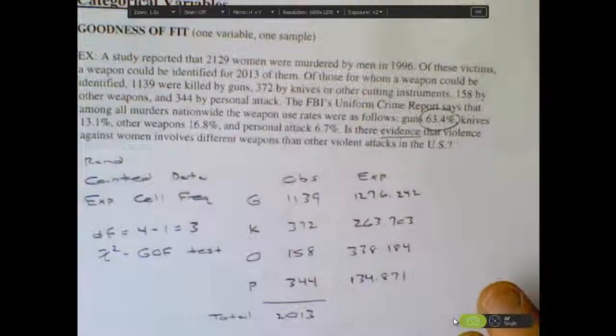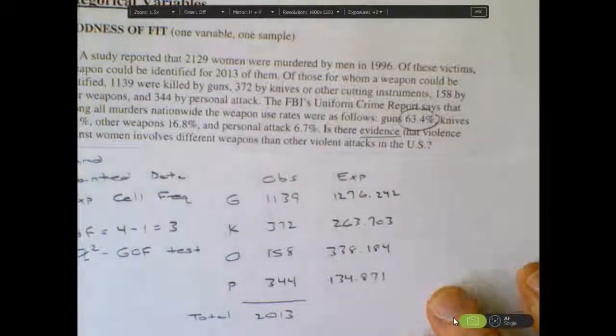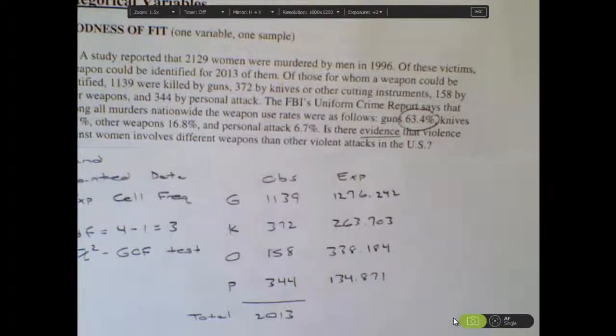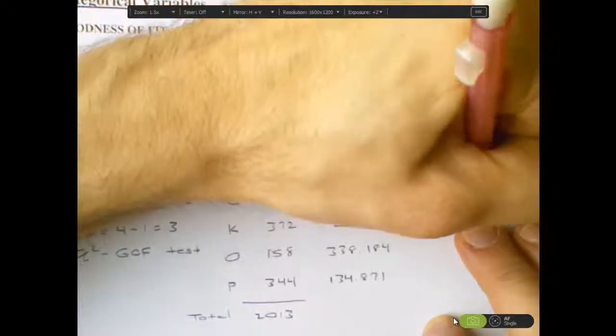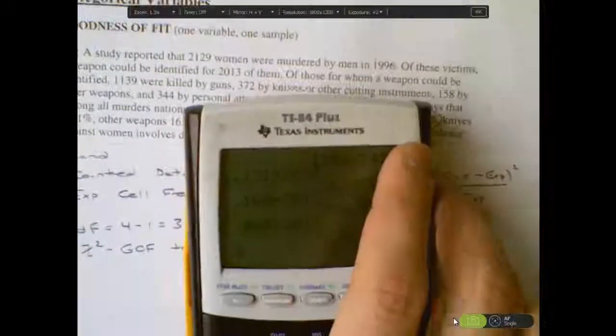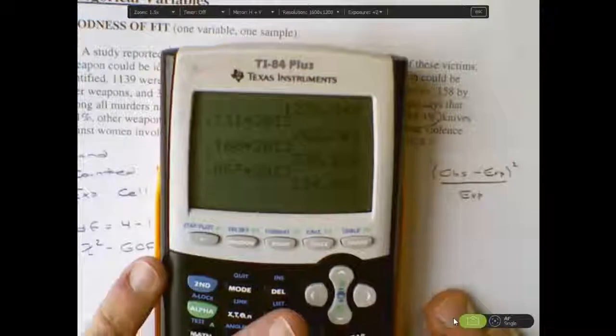And for my test statistic, I need to do observed minus expected squared divided by expected. Some of you had the test in your calculator, and you can do it in your calculator. I'm going to show this out by hand in case you don't. Observed minus expected squared divided by expected. So I'm going to go to the calculator and create some lists and have the calculator do the work for me.